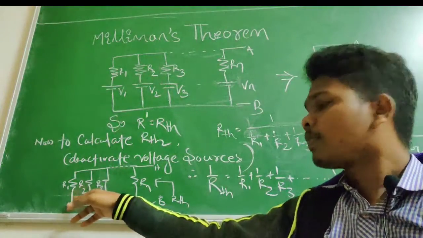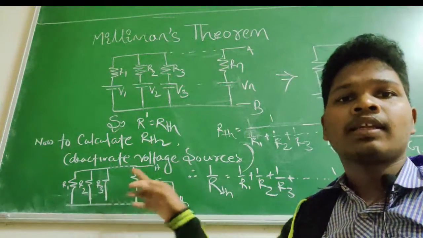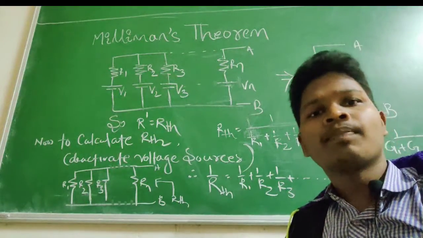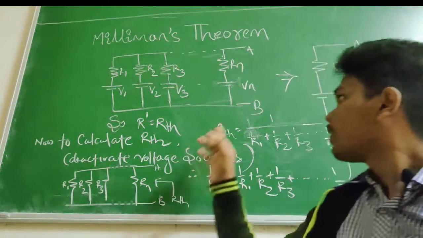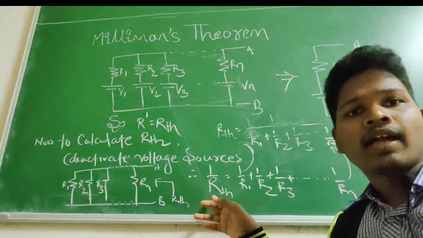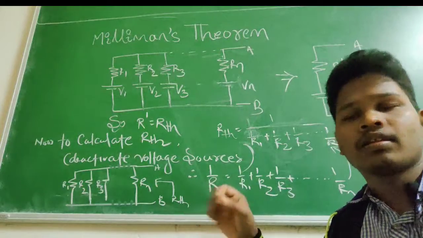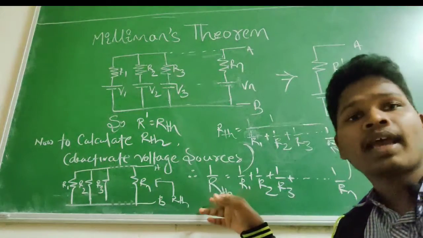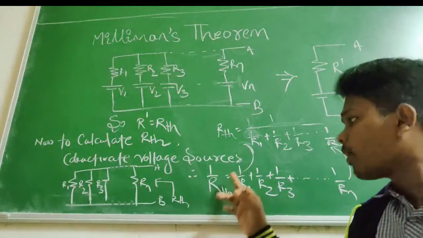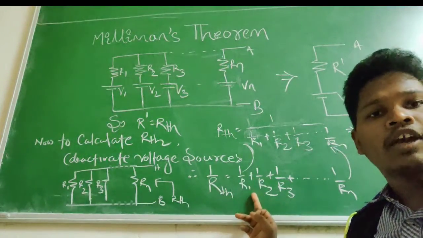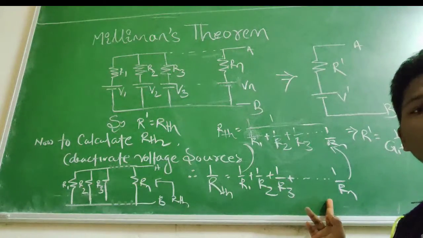In this figure there are no voltage sources, only the resistances R1, R2, R3 up to Rn. To calculate the equivalent resistance, see, this is the formula you have already studied in your basics: 1 divided by RTH, that is 1 divided by Thevenin's resistance, is equal to 1 divided by R1 plus 1 divided by R2 plus 1 divided by R3 plus up to 1 divided by Rn. Is it clear to you now?